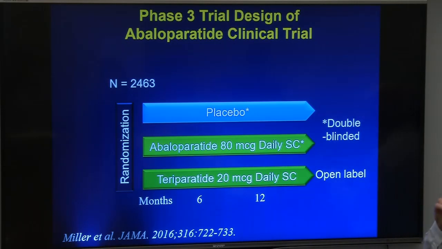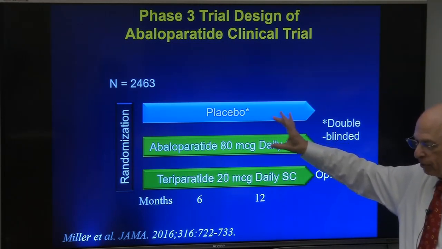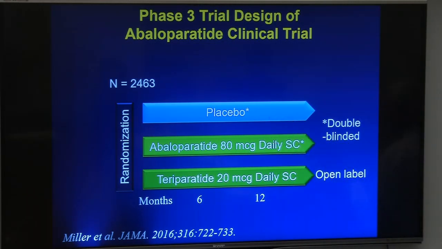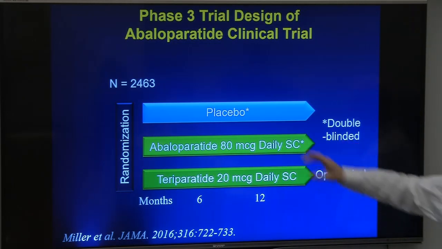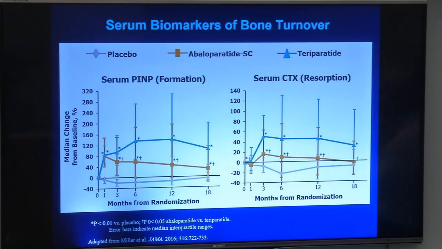But it's still blinded in the sense that nobody still knows what the original assignment was. So the people who are on placebo injection are getting alendronate. The people who are getting abalo injection are on alendronate. But nobody knows what the original assignment was until after the 2 years of alendronate. Okay? So here are the bone marker data, which are really kind of interesting.